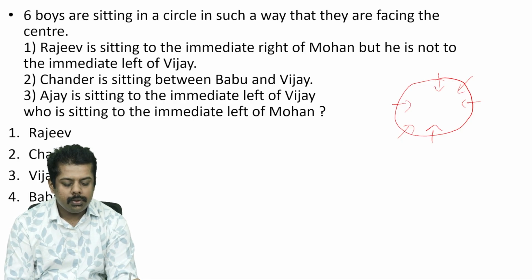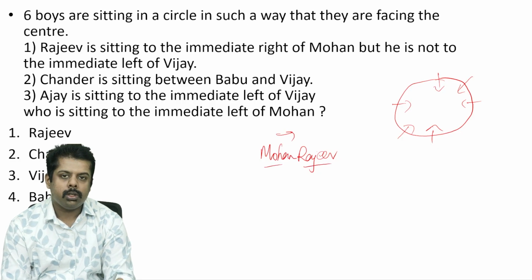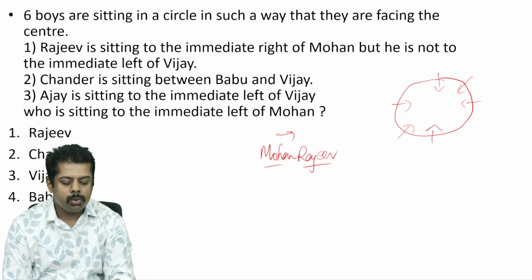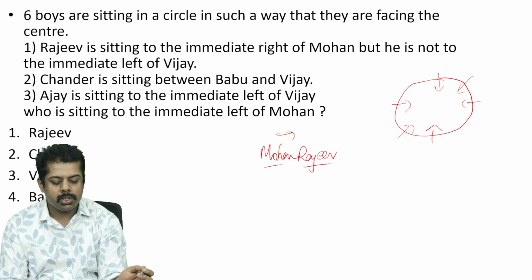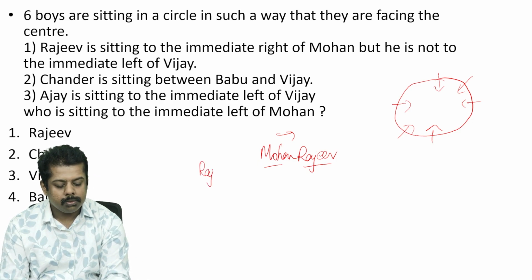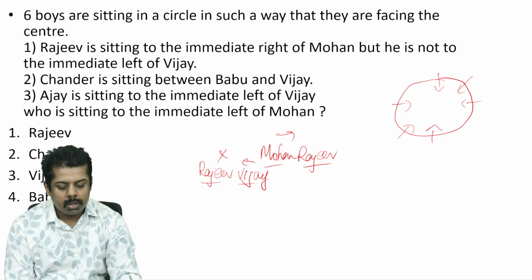So first point says that Rajiv is sitting to the immediate right of Mohan. Okay, but he is not to the immediate left of Vijay. So basically Rajiv is not to the immediate left of Vijay. So immediate left of Vijay, Rajiv is not there. So we have just noted it down.